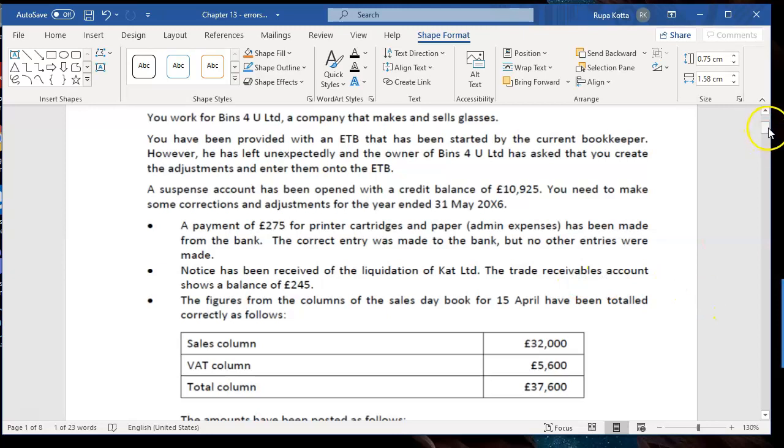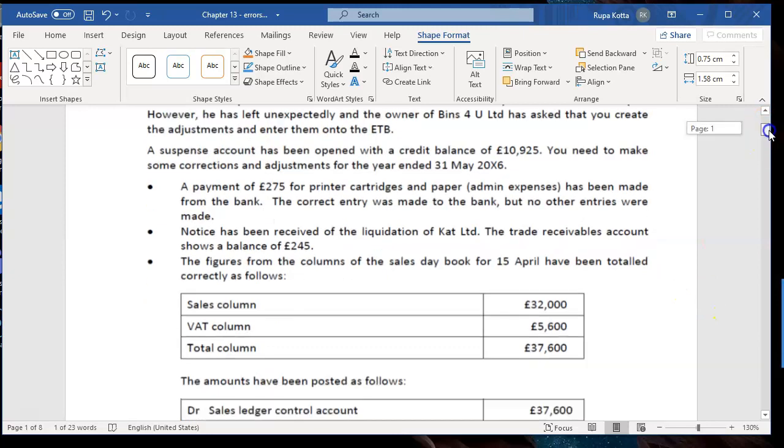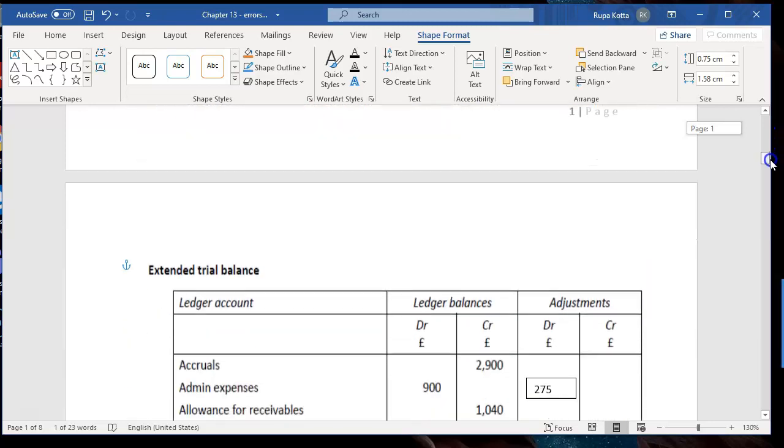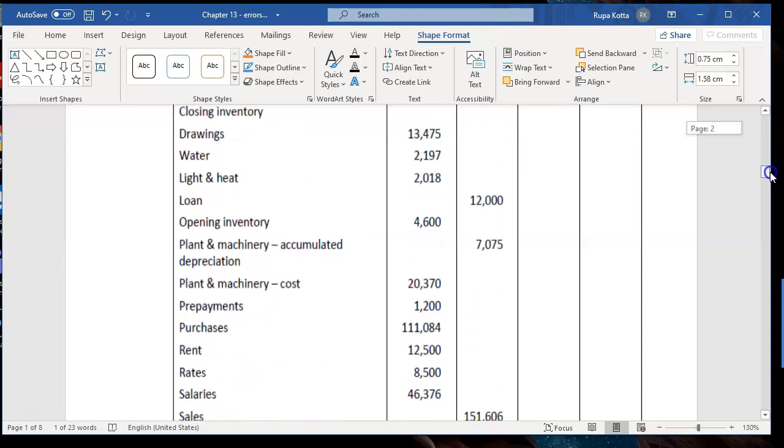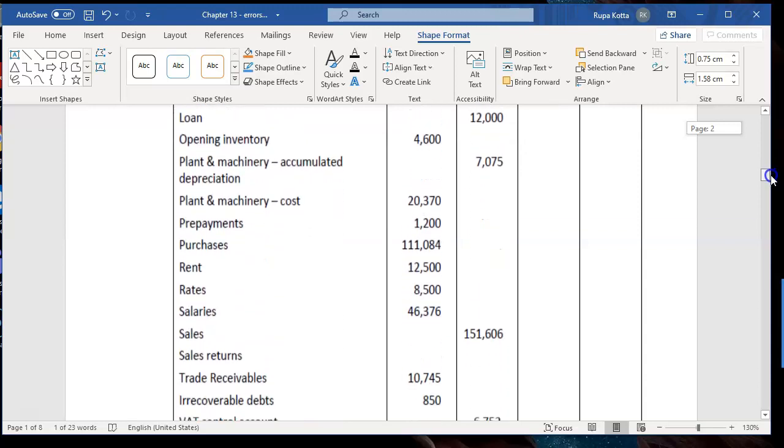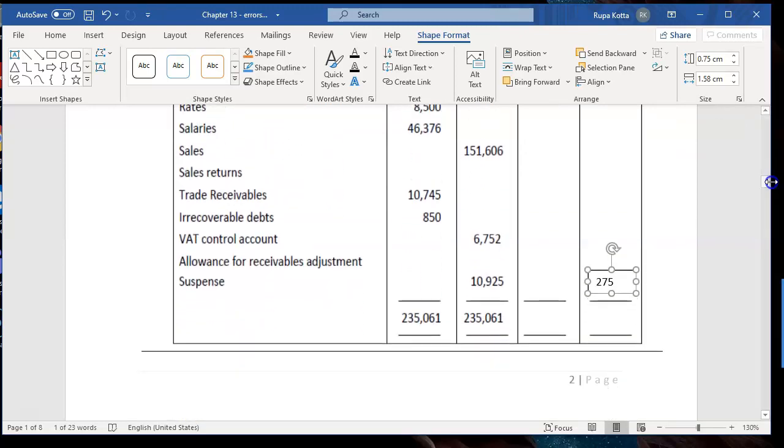And as you know, for irrecoverable debts, the double entry is: irrecoverable debt account should be debited and SLCA should be credited. So let's see if we have those accounts over here. Irrecoverable debts account should be debited and SLCA or trade receivables account should be credited. So we have your irrecoverable debts account over here, and then we have the trade receivables account which needs to be credited. I just need to look at the amount again. How much is the amount?